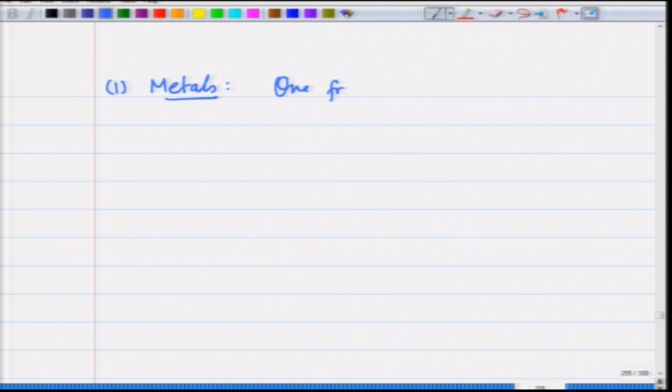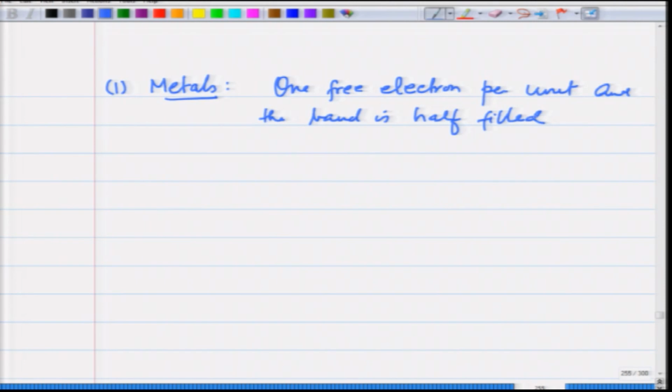1 free electron per unit, and the band is half filled. Examples for this will be sodium and all the alkali earth in that. Then in that case, magnesium will not be a metal because it has 2 free electrons. Mg is, remember, 3s2. It will not be a metal, however, it is. So, I will talk about that in a minute.